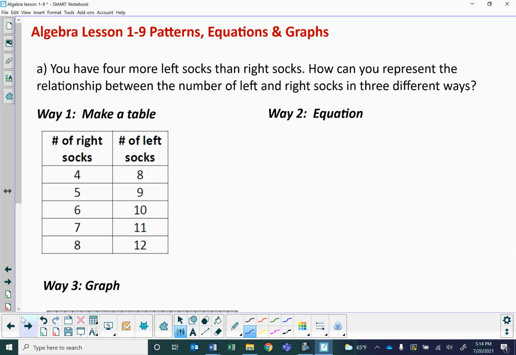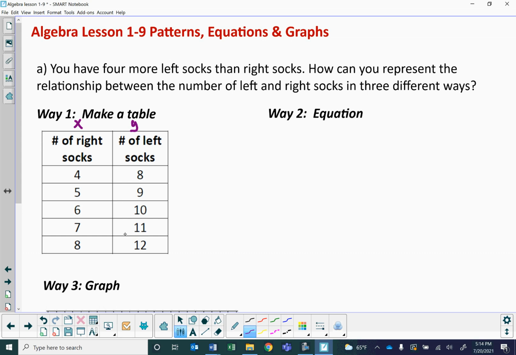I could let the number of right socks be X and the number of left socks be Y. So if I have 4 more left socks than right socks, no matter how many right socks I have, I'm going to have 4 more left socks. So if I have 4 right socks, I have 8 left socks. 5 right socks, I have 9 left socks. 6 right socks, I have 10 left socks. 7 right socks, I have 11 left socks. 8 right socks, I have 12 left socks.